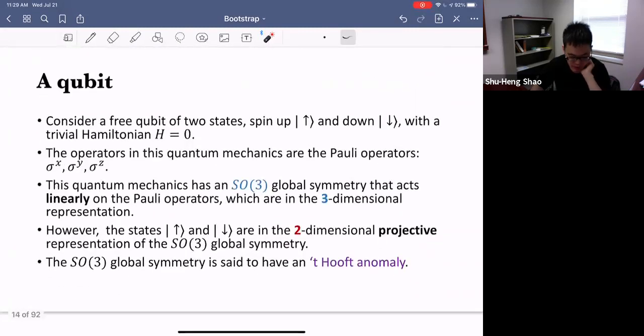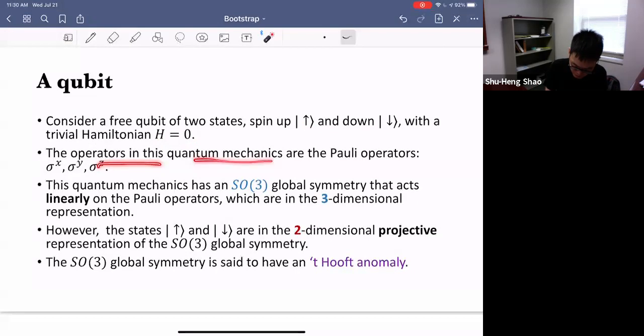So finally, we can talk about examples. And the first example is really trivial. It's just a single qubit. So this is a quantum mechanics. My Hilbert space is 2-dimensional. It has a spin up state and a spin down state. And the Hamiltonian is the trivial Hamiltonian, so they have the same energy.